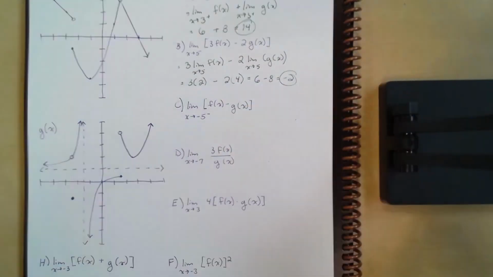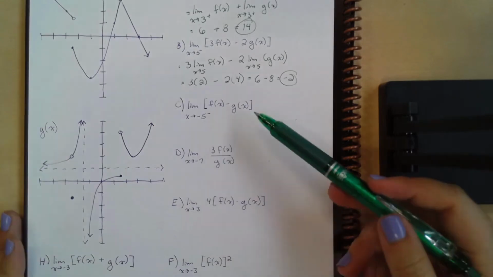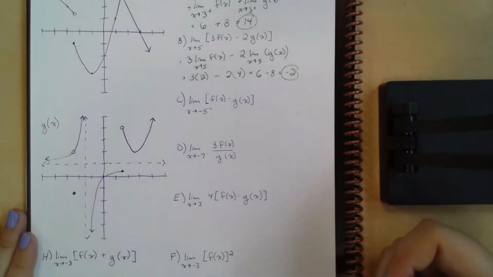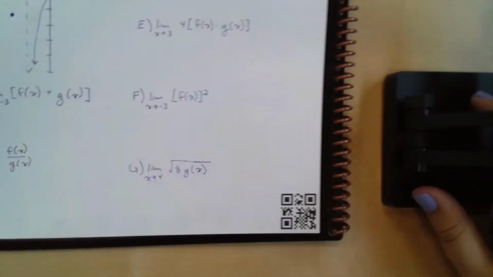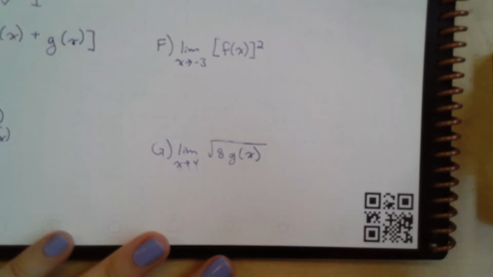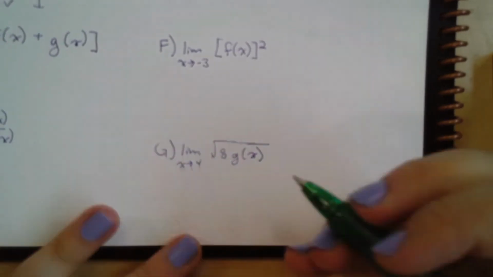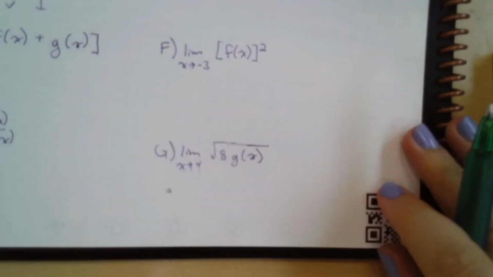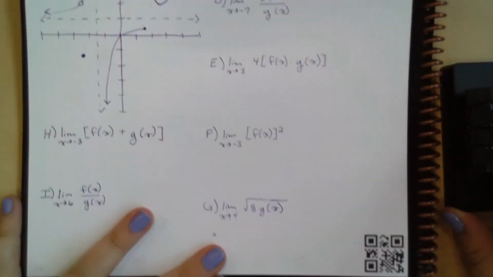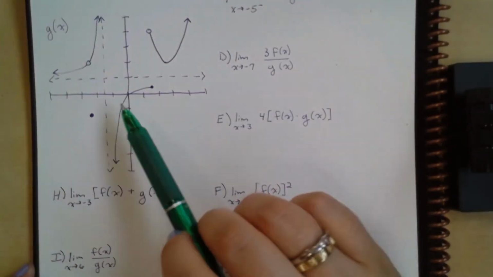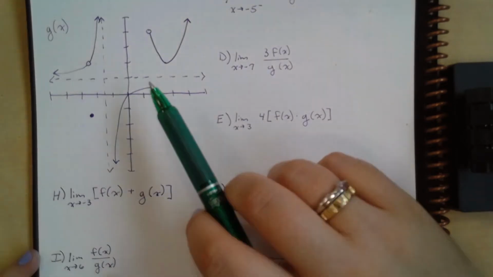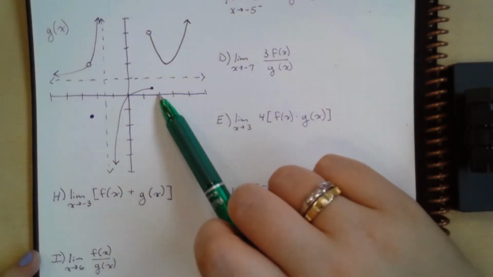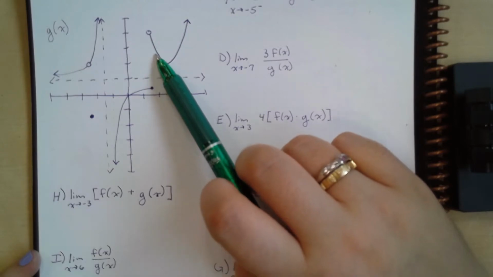All right, let's go down here and see if there's any others that are a little more complicated. Let's do letter G, down at the bottom here. The limit as x approaches 4 of the square root of g of x. That looks fun. Well, if I go over to my graph here, g of x at 4 looks like it's going to be 2, 4, about 5.